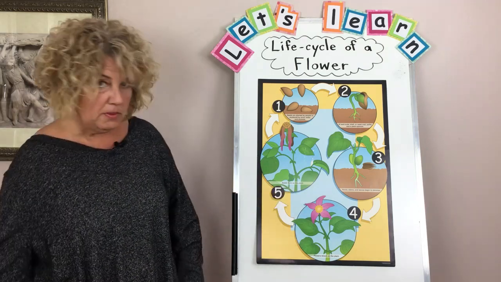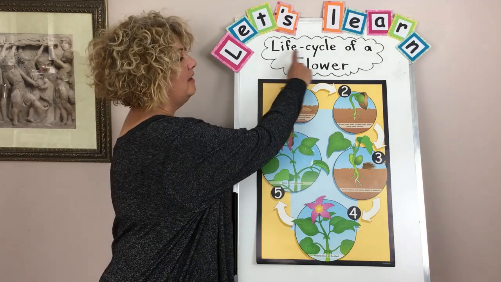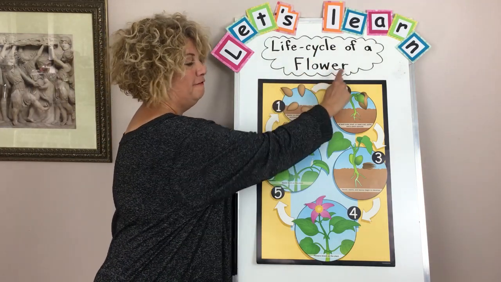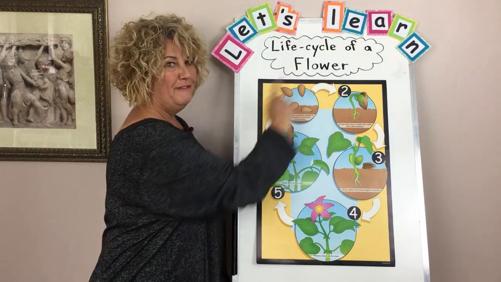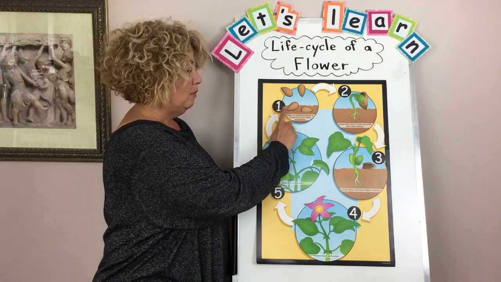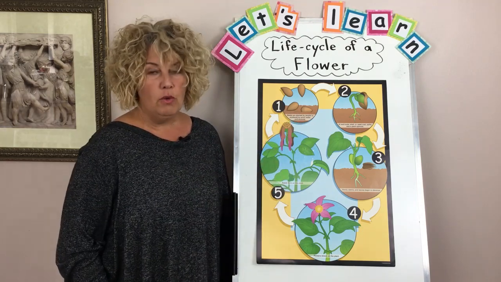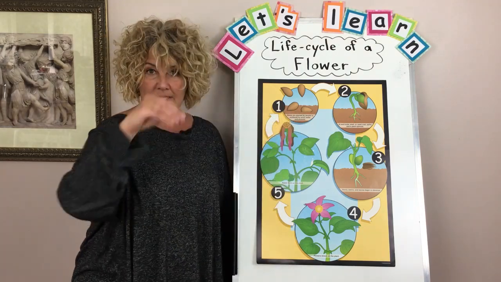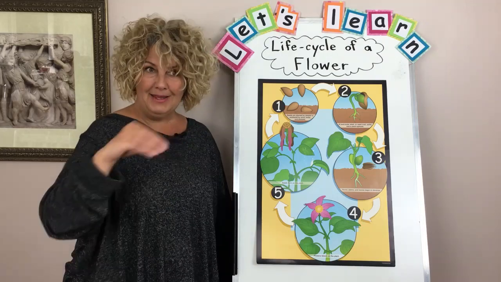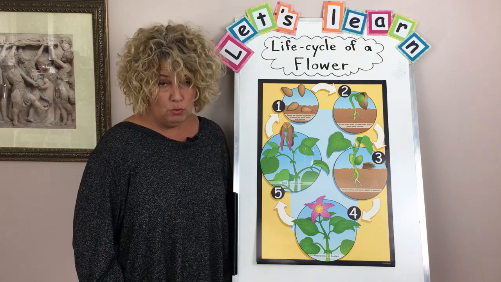And I'd like to talk to you about the life cycle of the flower with this poster here. So I have a title, Life Cycle of a Flower, F for flower. And we're going to start our life cycle with number one here, the seeds. So you need seeds for a flower to grow. And you might plant the seeds yourself. Some people like to plant flower seeds, or sometimes the flower seeds will plant themselves, which is really amazing.